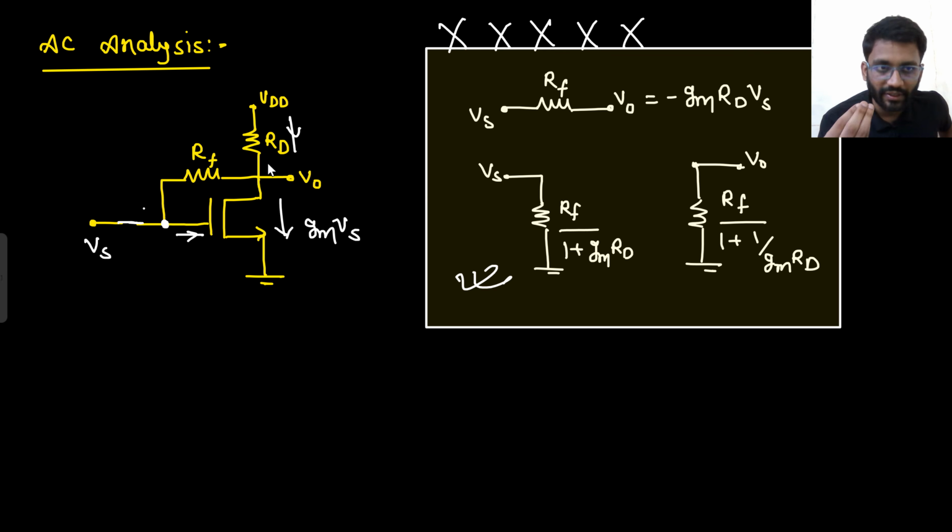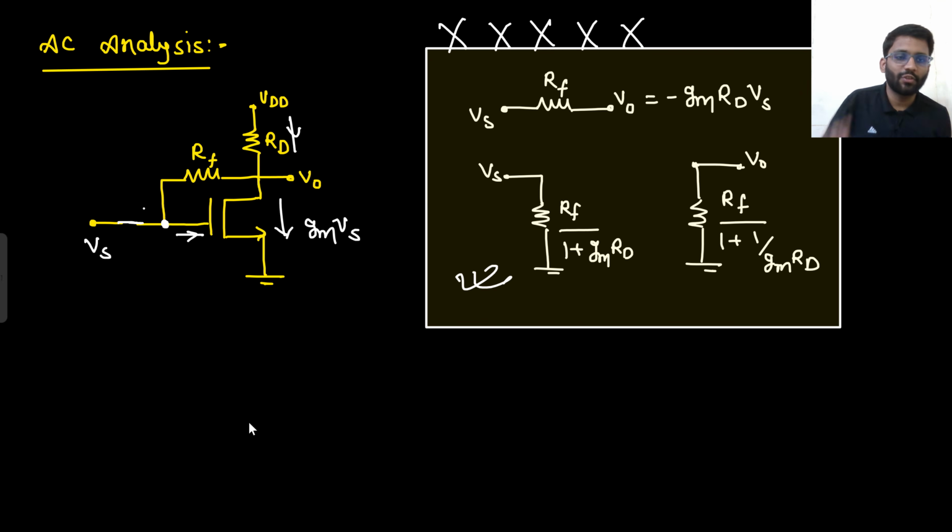So in the examination as well, it will be written that your RF is very large. If RF is very large, that means it will not drive any current. That means the complete gmVs will be flowing through RD. So your V naught will be minus gm into RD into Vs. Now you can apply Miller's theorem. So in the examination, it will be written.